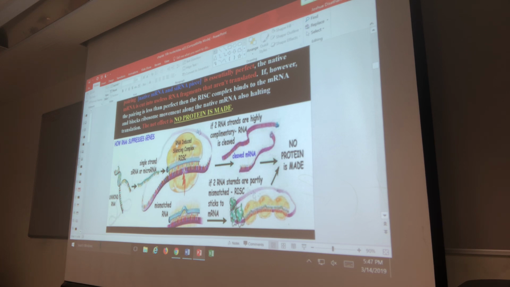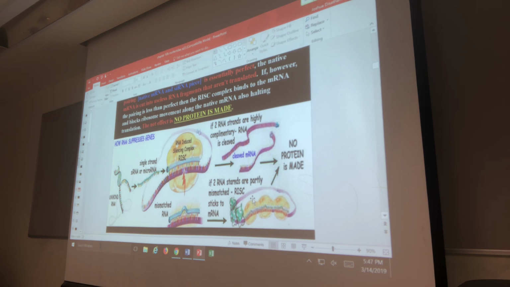There are 2 possible results of this binding of the RISC complex to mRNA. The end result is still the same, no matter which pathway it goes down. The end result is that no protein can be made because either 1, the mRNA was cut into pieces, therefore the ribosome can't translate the mRNA, or the RISC complex stays bound to the mRNA and the ribosome can't read the mRNA if there's this huge thing in the way. So either way, it prevents translation of the mRNA.